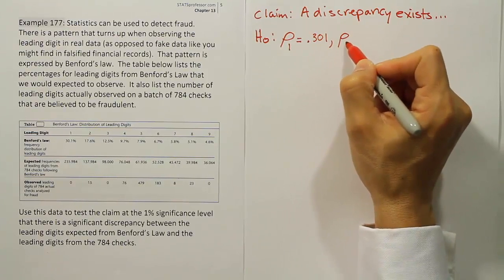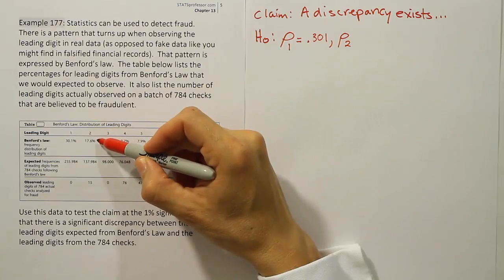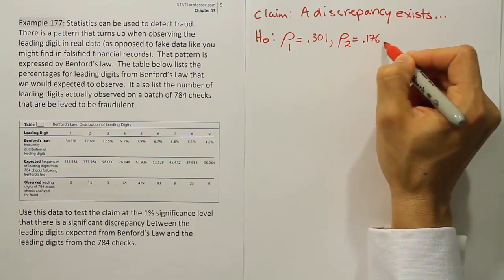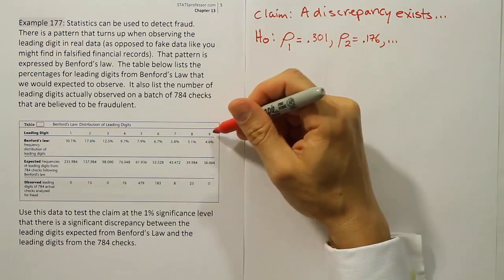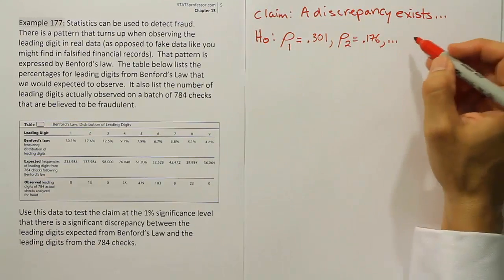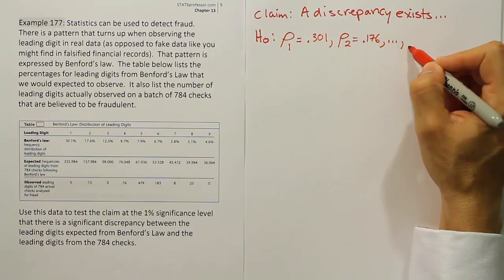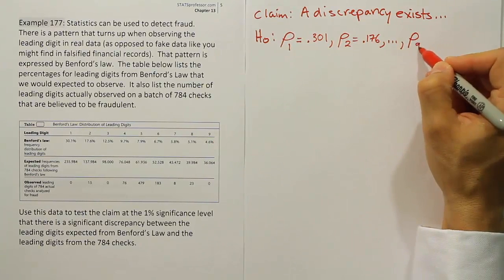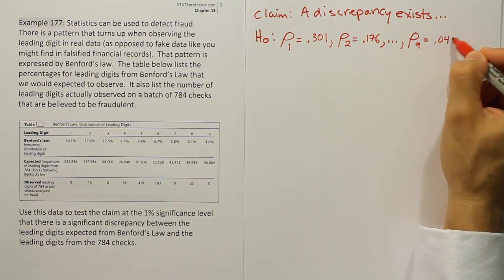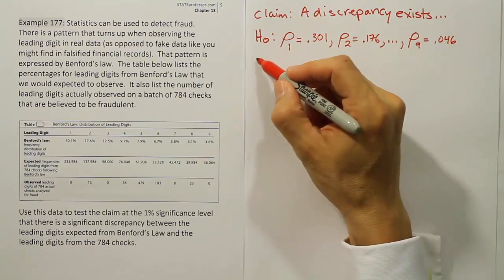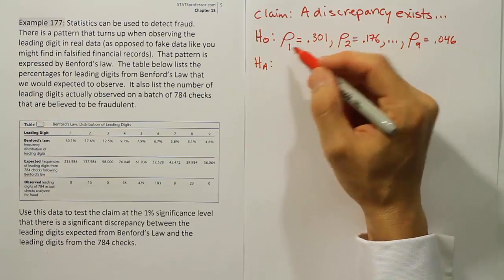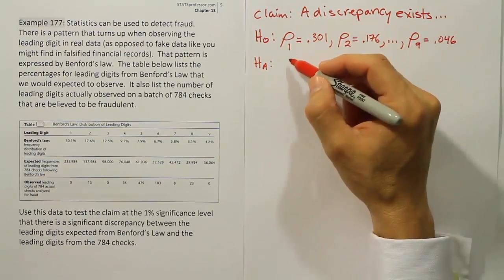And the proportion of checks that start with a digit 2 should be, according to this, 17.6%, right? So 0.176. So on and so forth, all the way up to the 9th digit. And it says in the table that the leading digit should be 9 about 4.6% of the time. So the proportion of checks that will start with a 9 will be 0.046. Okay, so that's our H0, and then we'll have HA, and HA, of course, is going to express the opposite idea, so at least one of these proportions differs from its stated value there.